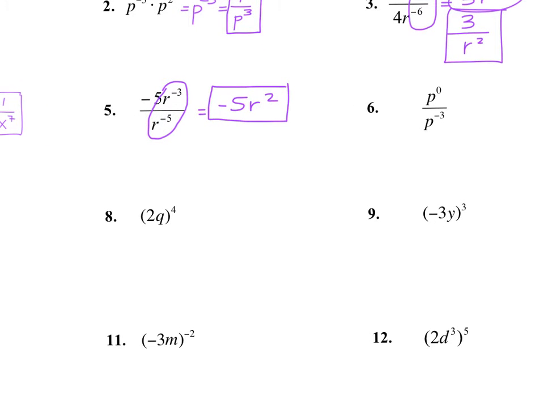This one you have a couple options. What's p to the 0 power? 1. So you could turn it into a 1 right away, or you could do the subtraction right away. So 0 minus a negative 3 is 3. So this is actually what? P to the third power. Right. If you think of it as 1 over p to the negative third, then that p to the negative third is going to move up, and you're just going to get p to the third. So you can do it either way. It's whatever one makes more sense to you.